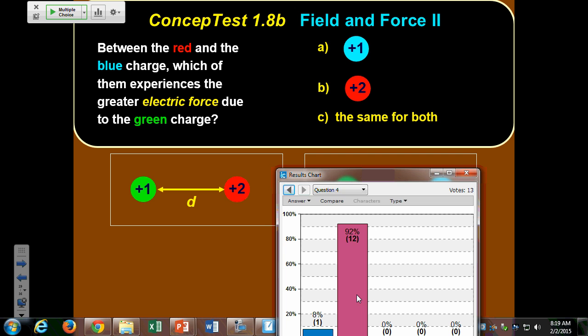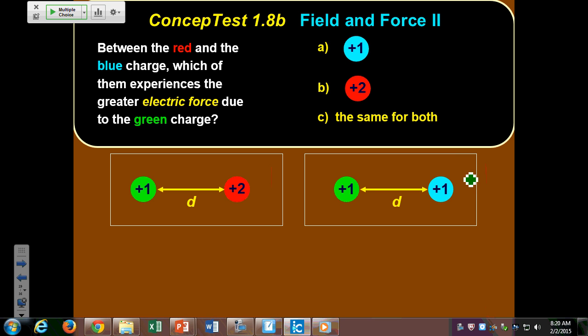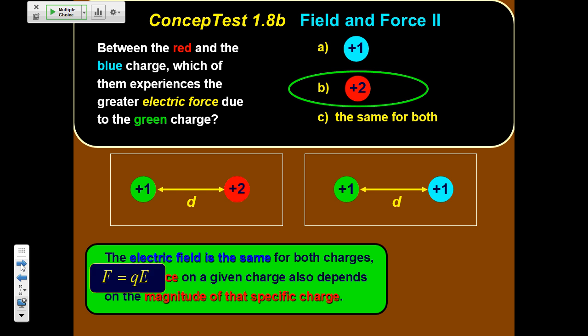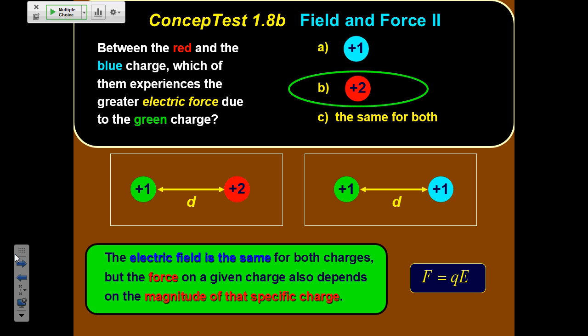Very good. That's right. Our force is equal to Q times our electric field, so the bigger charge does feel the bigger force. Or you can think about it in terms of Coulomb's law. These two charges, because there's a greater collection of charges, will experience the greater force.